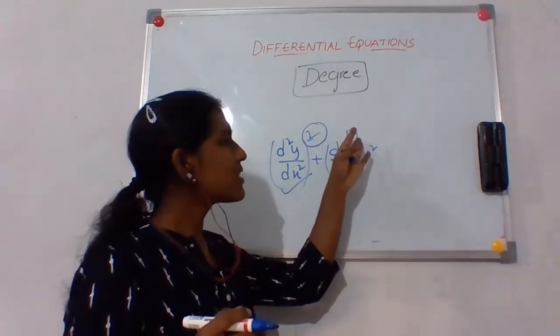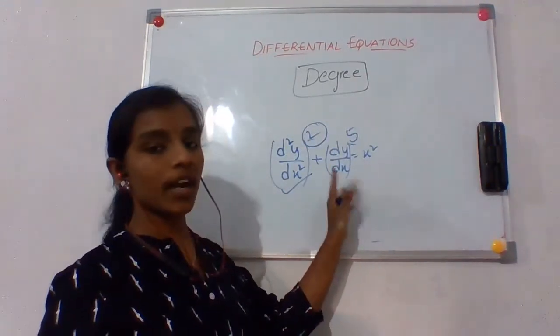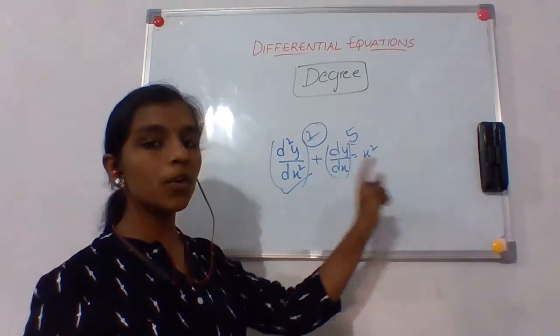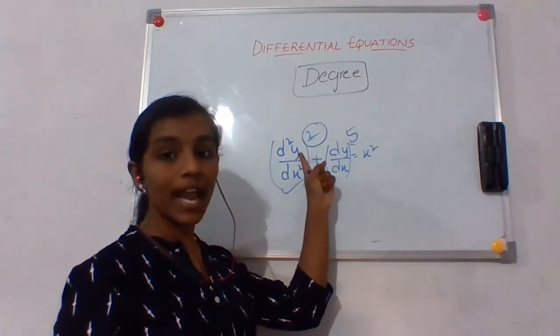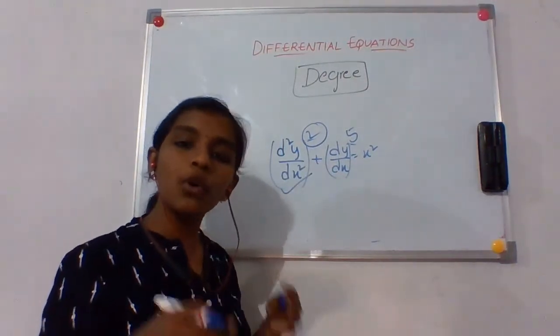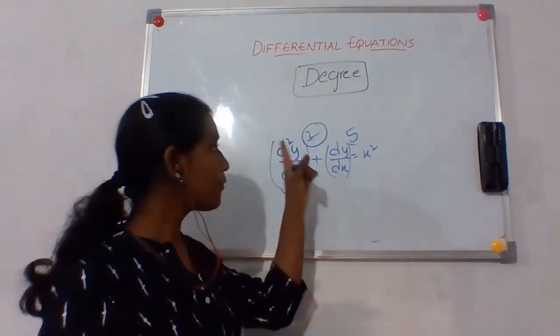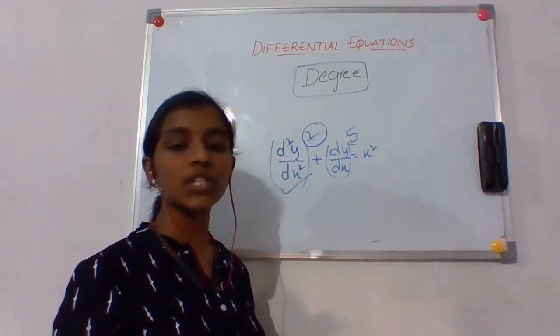The other power may be 6, 7, 8 or 100. But this is not the highest order, so I am going to leave this. I am going to take the power of the highest order. Highest order's power I am going to take. It may be 1, 2 or anything, but I am going to take this power as the degree of the differential equation.